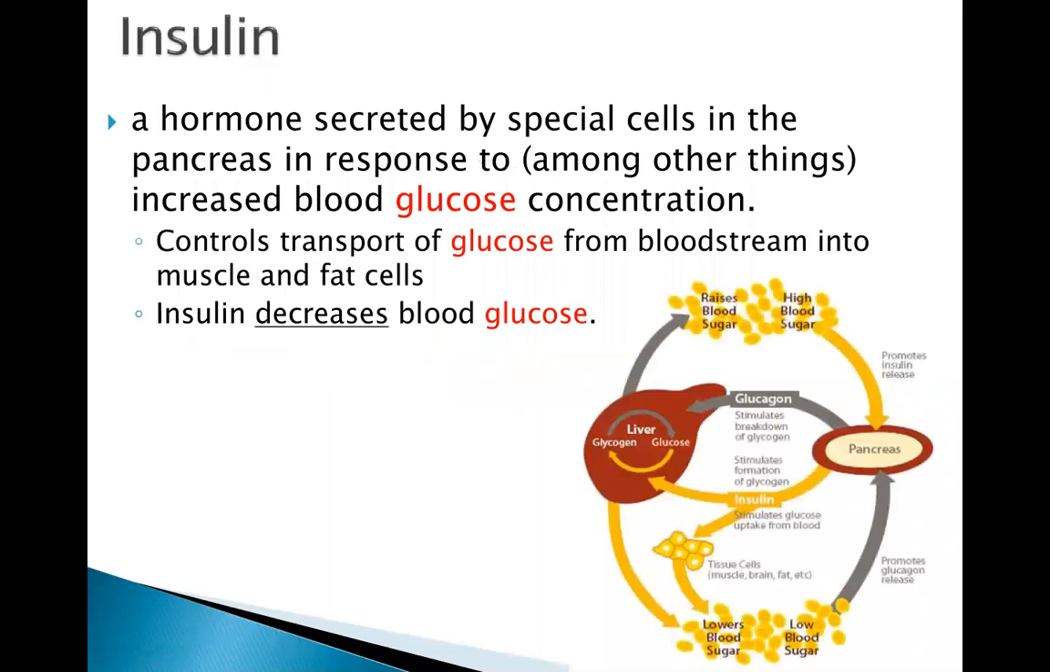Insulin is a hormone secreted by cells in the pancreas, and insulin is secreted in response to you consuming a meal that contains carbohydrates. When you eat a meal that contains carbohydrates, your blood glucose levels will rise, and insulin will be secreted in response to that. Insulin allows glucose to be taken from the bloodstream and into the cells. And so insulin can then lower blood glucose levels.